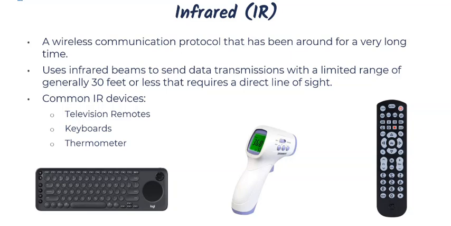What this does, just like its name implies, it utilizes infrared beams to send data transmission with a very limited range of approximately 30 feet or less, and it needs a direct line of sight. And it's very common in our TV controllers. So TV controllers typically are going to use infrared, and that's why you can only go so far from your TV, and if you go too far, your TV controller isn't going to work. It's also prominent in keyboards, but it's very prominent with thermometers, which a lot of us have had to deal with with COVID. So you're going to see that infrared is very common in these three different scenarios.